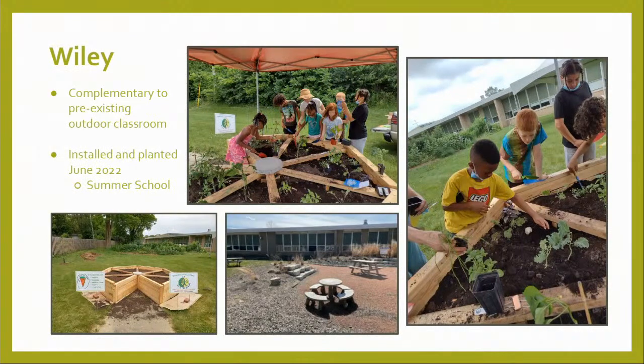Wiley has had a similar situation where they had a pre-existing outdoor classroom space. There's a picture there in the middle bottom showing their outdoor classroom space, and it has a lot of native plants as well. So they decided that they wanted to have a raised bed adjacent to and connected to this space to expand their outdoor classroom to include an edible garden. They have a septagon model where one section is cut out so that the teacher can stand there and students can be surrounding to maximize the educational opportunity.